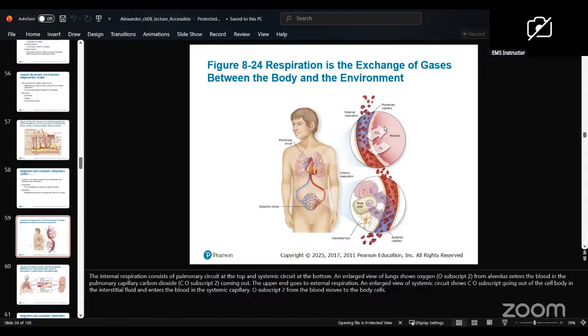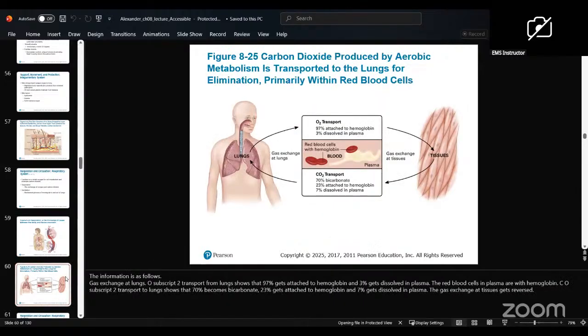So here's a good picture of how this works. We're bringing the oxygen in, we're pushing the carbon dioxide out of the body. So we're getting that gas exchange: O2 in, CO2 out, O2 in, CO2 out. It's this never-ending process, and it's what keeps our body going. When we talk about bringing oxygen in, 97% of it is attached to the hemoglobin, 3% is dissolved in the plasma. When we talk CO2, 70% of it is bicarbonate, 23% is attached to hemoglobin, and 7% is dissolved in the plasma.